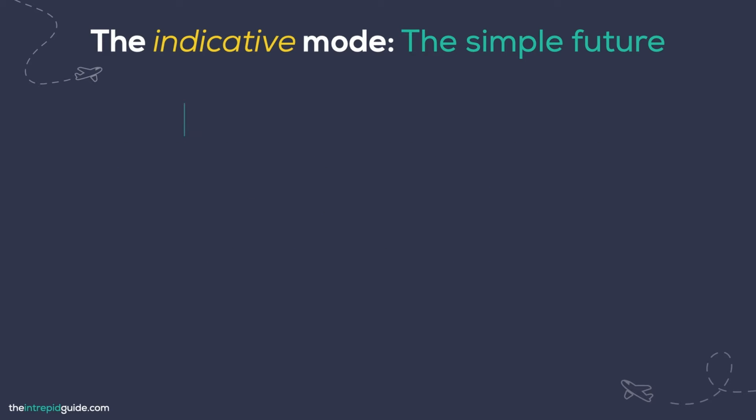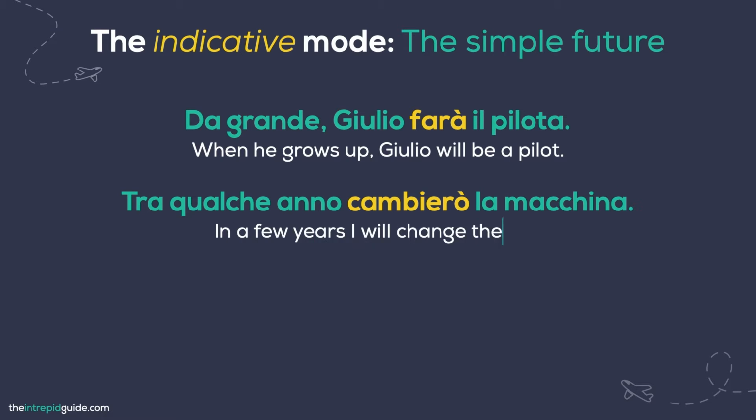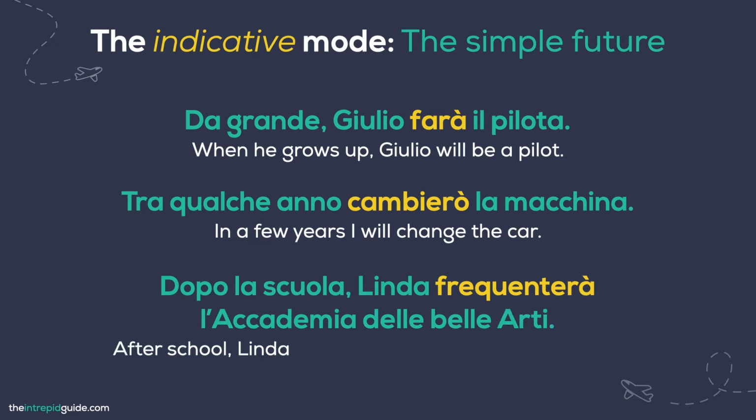For example, da grande Giulio farà il pilota. When he grows up, Giulio will be a pilot. Tra qualche anno cambierò la macchina. In a few years, I will change the car. Dopo la scuola, Linda frequenterà l'Accademia delle Belle Arti. After school, Linda will attend the Academy of Fine Arts.